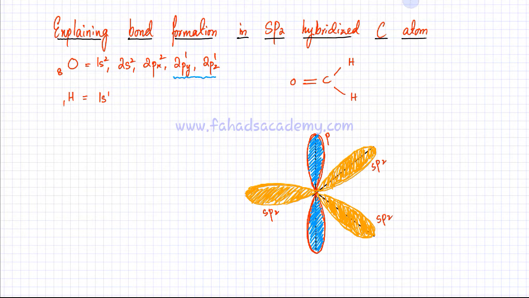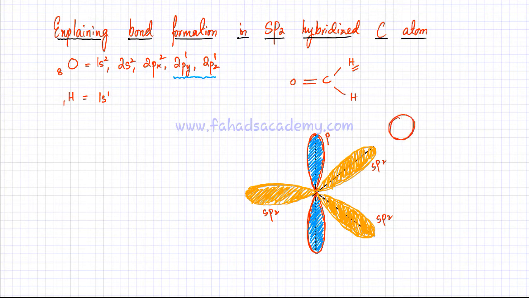And let's look at hydrogen. Hydrogen just has 1 electron, so it has an s orbital, and an s orbital needs 1 electron. So let's try and figure out how they're going to bond. I have hydrogen over here. So there's going to be a hydrogen atom.